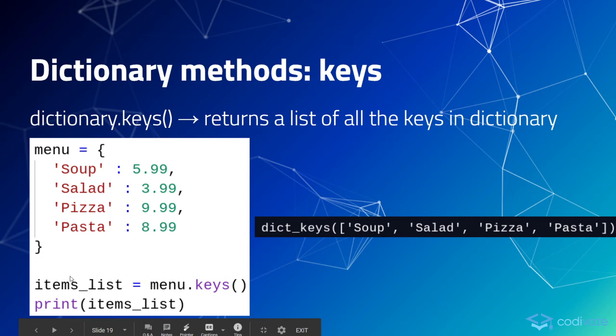So if we create a list and assign to it menu.keys, and then we decide to print the list, you see that we have soup, salad, pizza, pasta. Once again, you'll notice that it has this keys surrounding this. This is just Python's way of letting us know that we're looking at the keys in the dictionary.